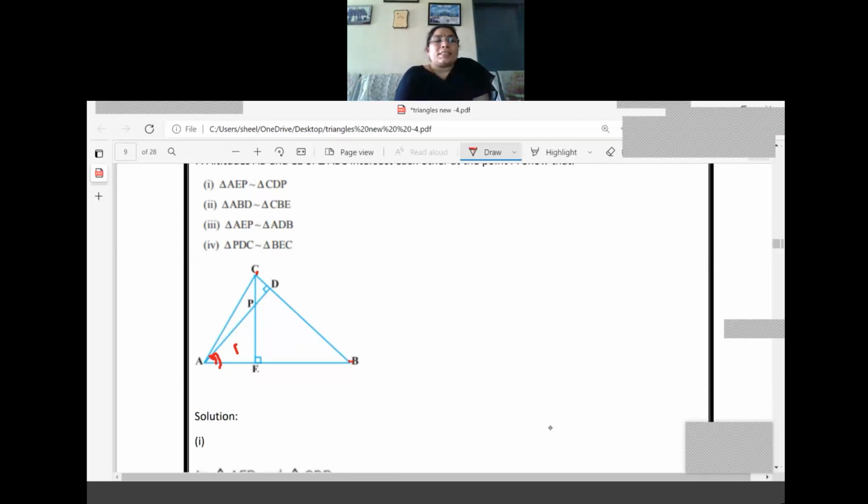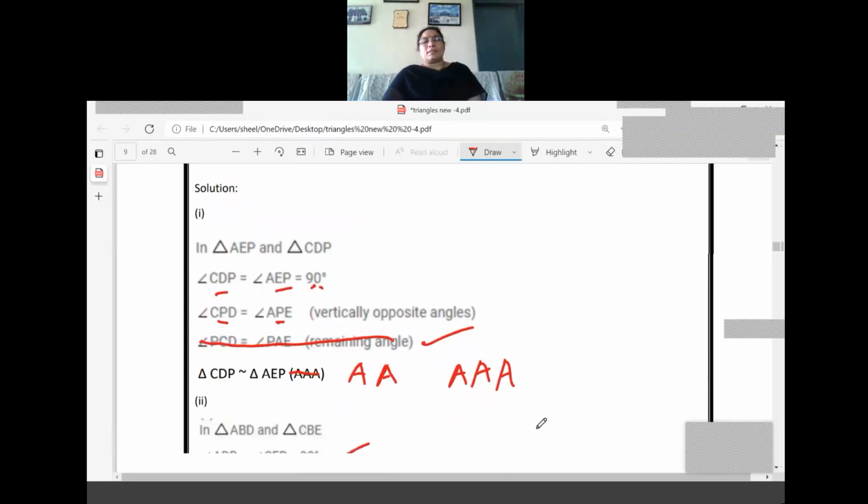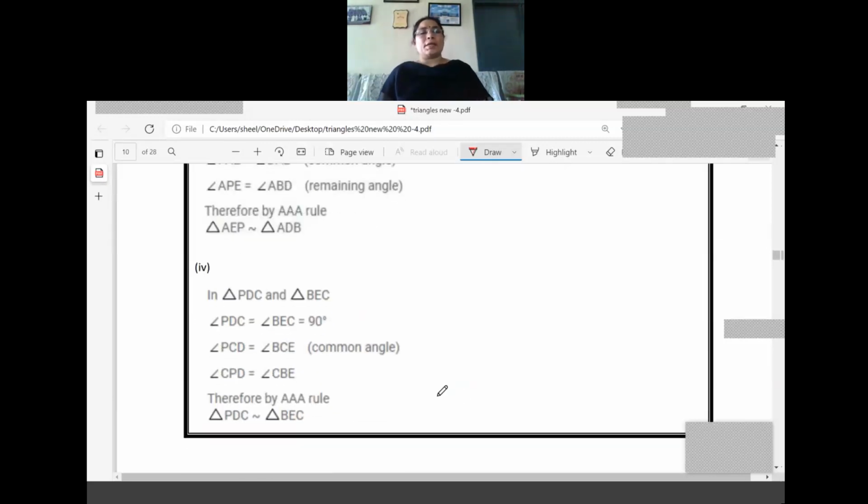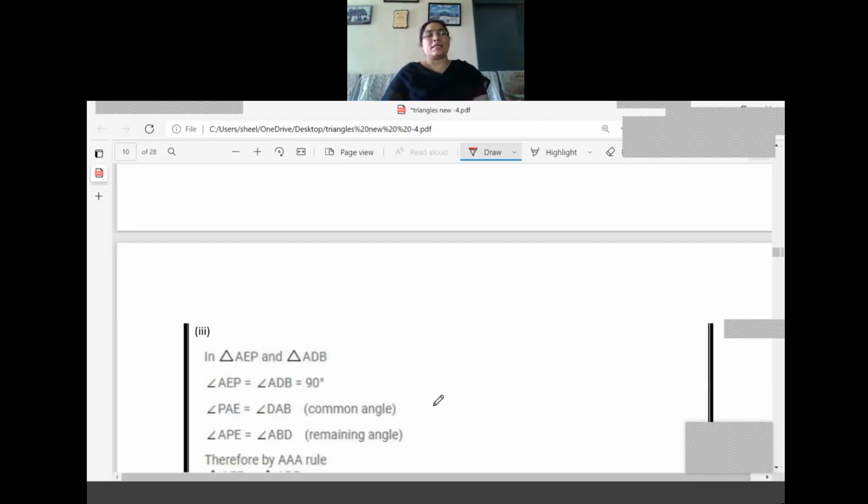Similarly, we can go for PDC and BEC. PDC means again a 90 degree angle there. D and E are there, right? Angle D and angle E are equal to 90 degrees. Then the common angle is C only. Then by the triple A rule, triangle PDC is similar to triangle BEC. So here in both cases, once again I'll repeat, angle D and angle E are equal to 90 degrees. Angle PCD and angle BCE, that means angle C, is the common angle.